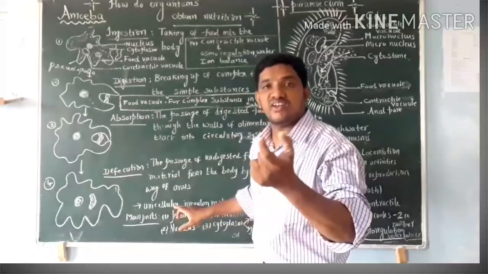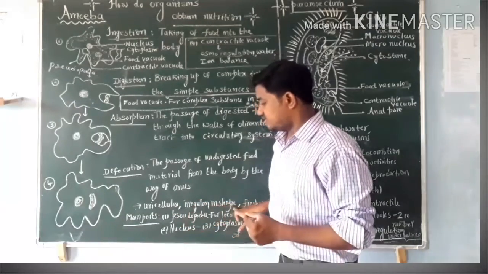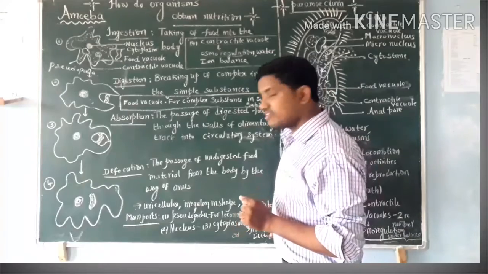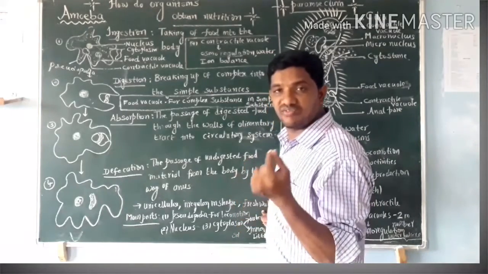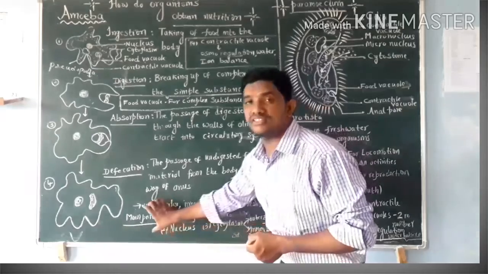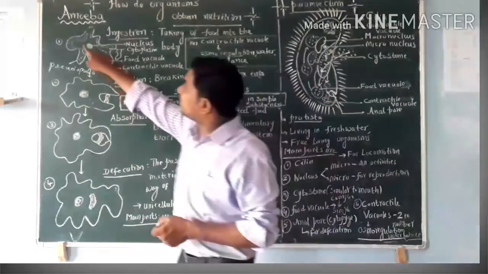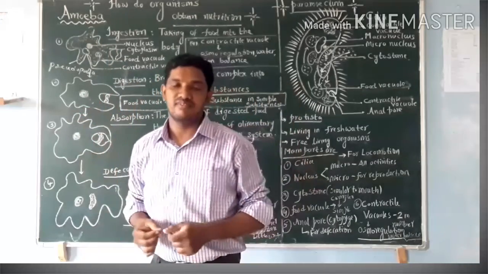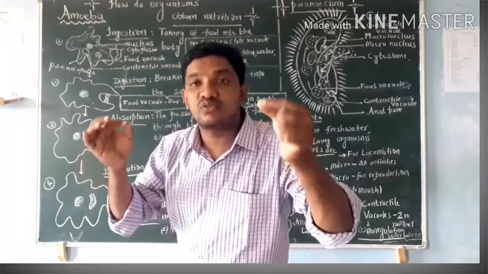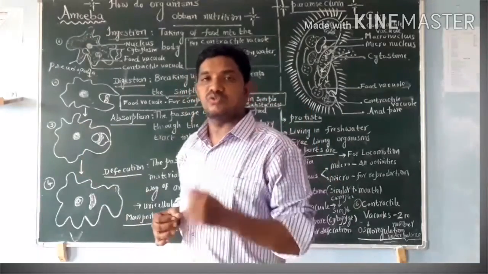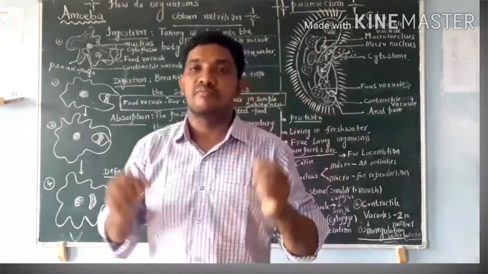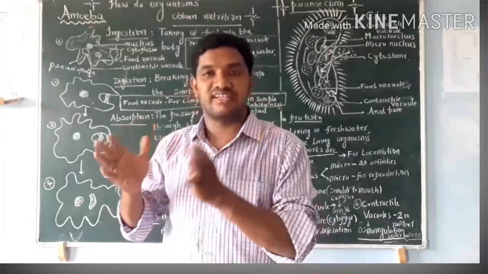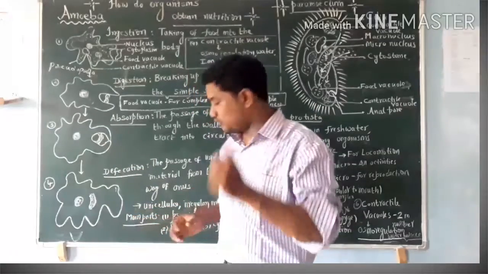Amoeba is a unicellular organism, irregular in shape. There is no particular shape. These are living in fresh water. The main parts are pseudopodia. The finger-like projections are called pseudopodia. Pseudo means false. Podia means feet. It has false feet. That is a pseudopodia.